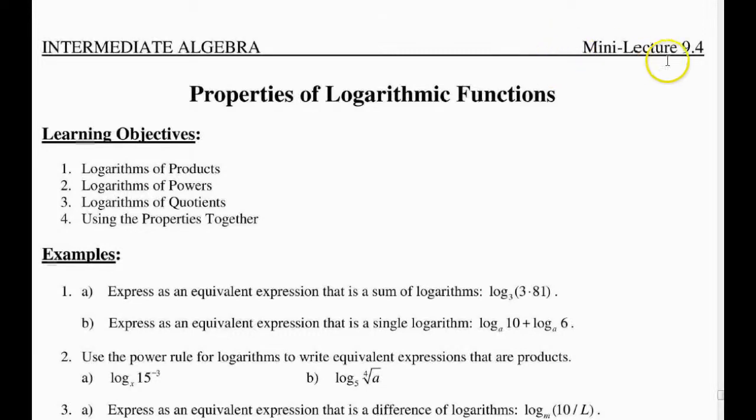Going on now to topic 4 of chapter 9, we're going to deal with properties of logarithmic functions. We'll be looking at the logarithms of products, logarithms of powers, logarithms of quotients. Here, these are just going to be in a fraction form. And then we'll be using these properties together.